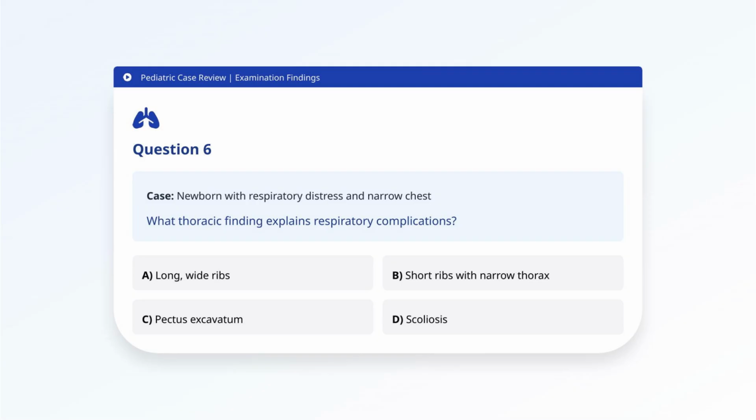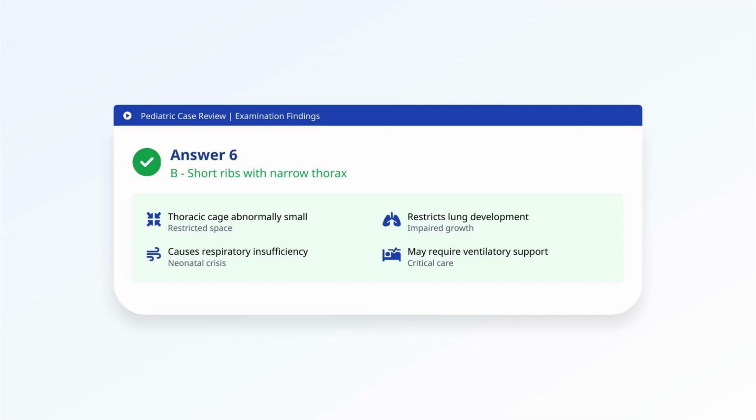A newborn with Ellis Van Creveld Syndrome presents with respiratory distress and a narrow chest on examination. What thoracic finding best explains the respiratory complications in this condition? Option A, long, wide ribs. Option B, short ribs with narrow thorax. Option C, pectus excavatum. Or Option D, scoliosis. The correct answer is B, short ribs with narrow thorax.